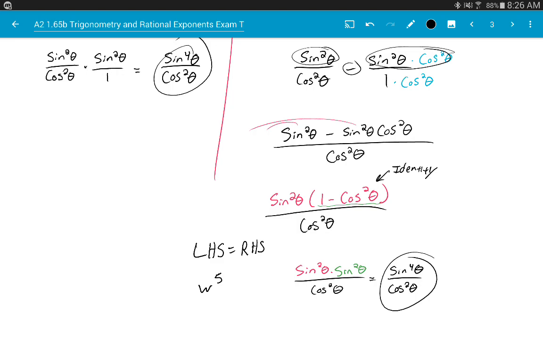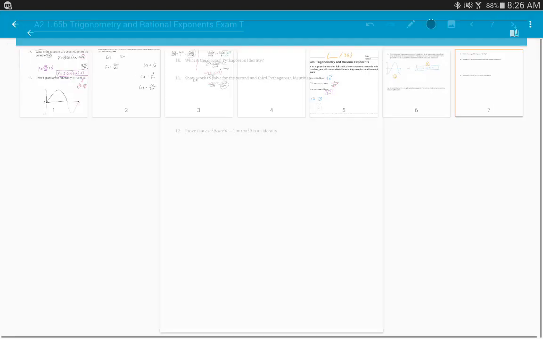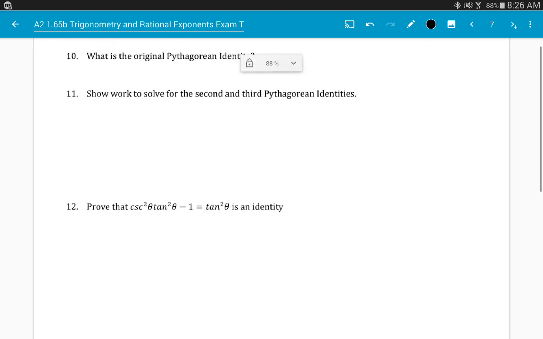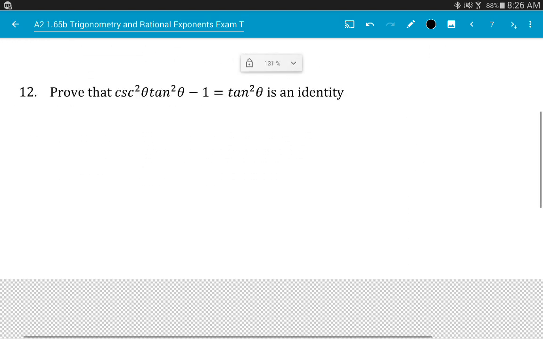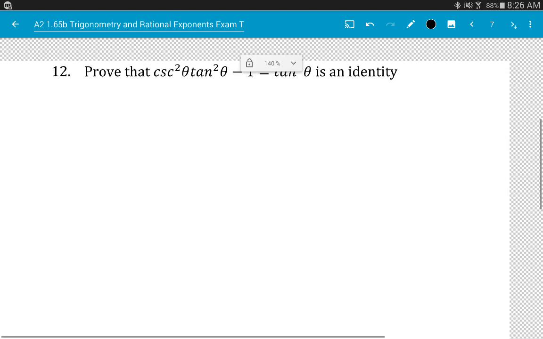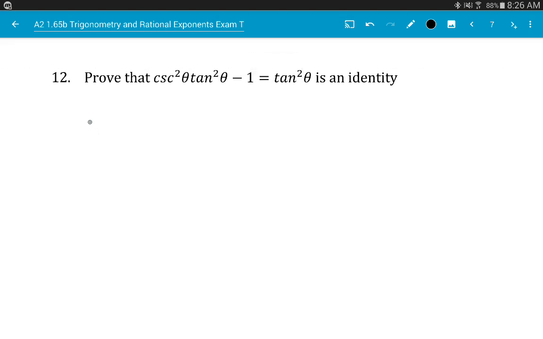Okay, I'll do the second proof, if you had the other version of the test, just so you get a little example of what happens. I'm using the same information, the same identities, so I'm not going to fill out 10 and 11. I'll just prove the identity here. So I have cosecant squared theta times tan squared theta minus 1, and I want to prove that that's equal to tan squared theta.